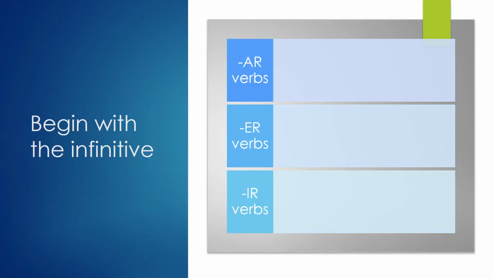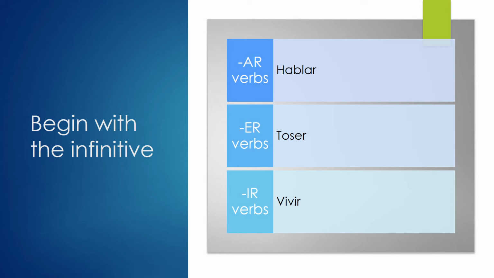In Spanish, we have three different types of present tense verbs. Verbs that end in AR are called AR verbs. Verbs that end in ER are called ER verbs. And verbs that end in IR are called IR verbs. Each one is going to have its own separate way of conjugating a verb.